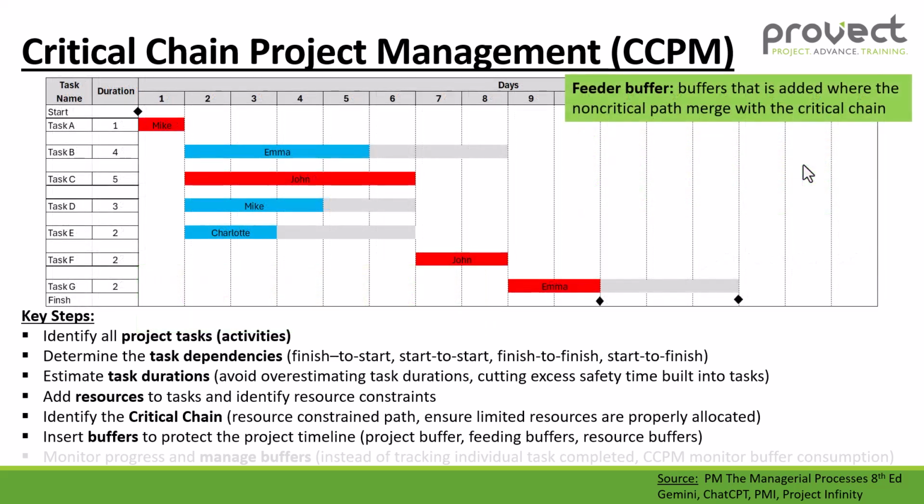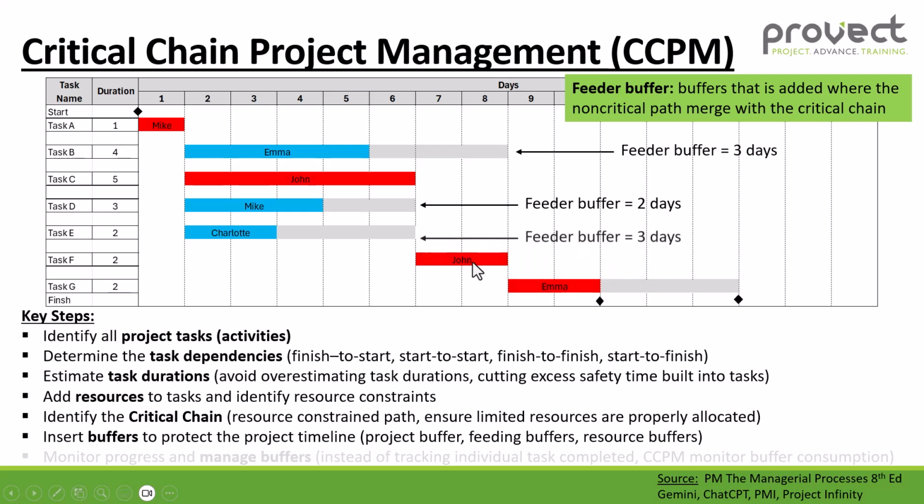Now let's have a look at our feeder buffer. Now the feeder buffer is a buffer that is added where your non-critical path merges with your critical chain. Starting off with task B, that's connected to task G, which is on our critical chain. So the buffer is 1 to 3 days. Task D, the buffer is 2 days because it's connected to task F. And then task E, the buffer is 3 days, 1 to 3. It's connected to task F, which is also part of our critical chain.